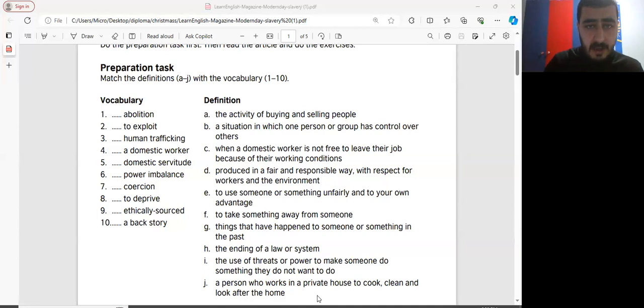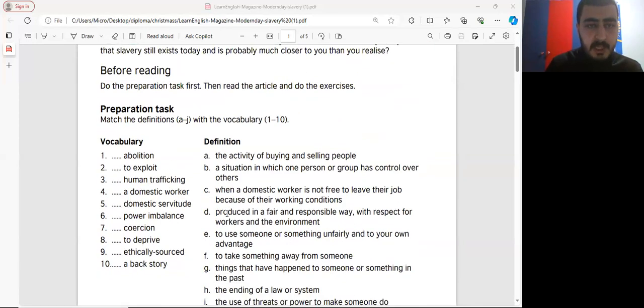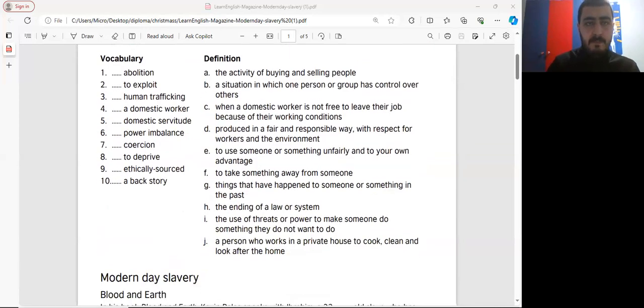Today, we're gonna have an article from a magazine. It's titled Modern Day Slavery. Like always, before we start reading, we do a preparation task or pre-reading task. We do vocabularies with definition.